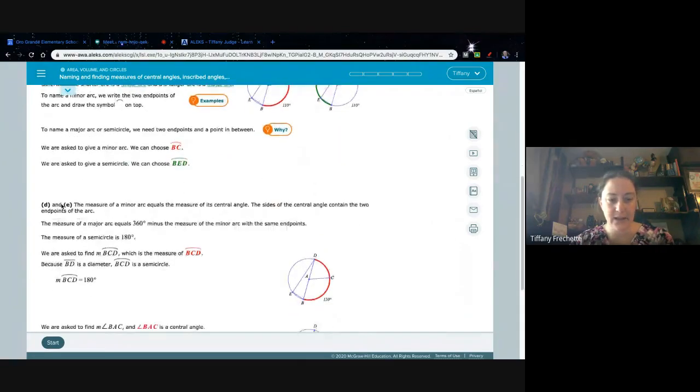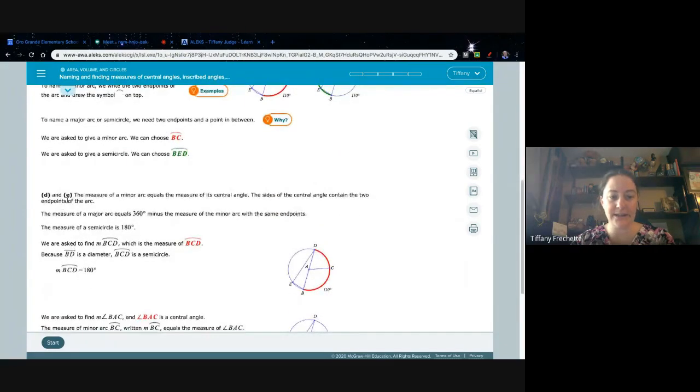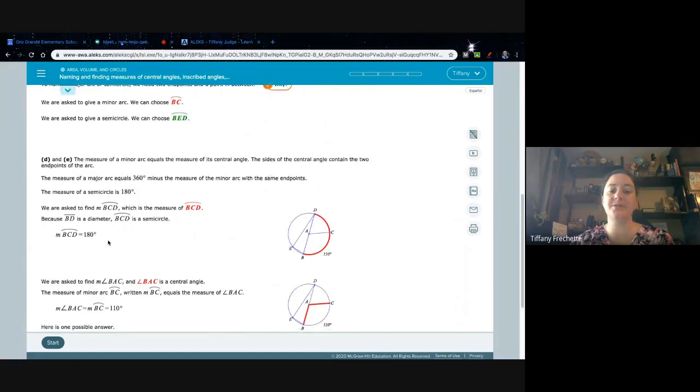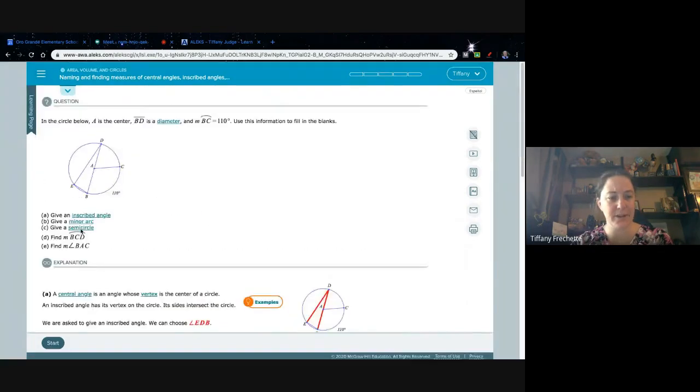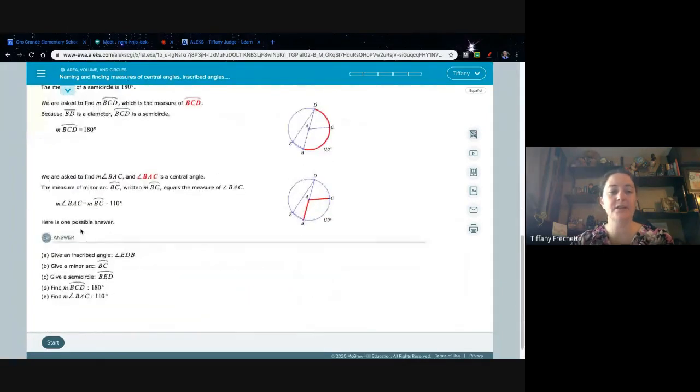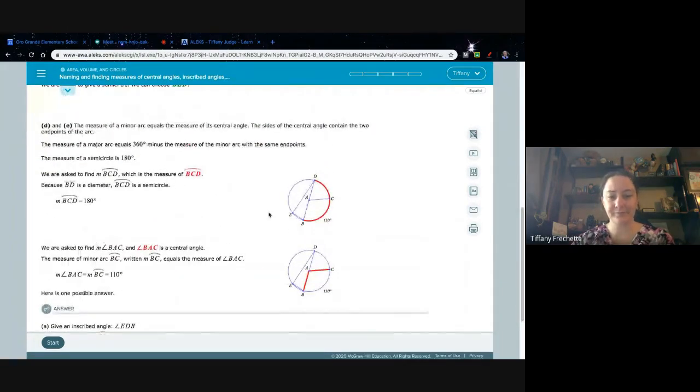Let's see. The last one here, so E and D. Then we have to go through and start finding measurements. It asks us to find arc BCD. Does it ask for BCD? It does, BCD.